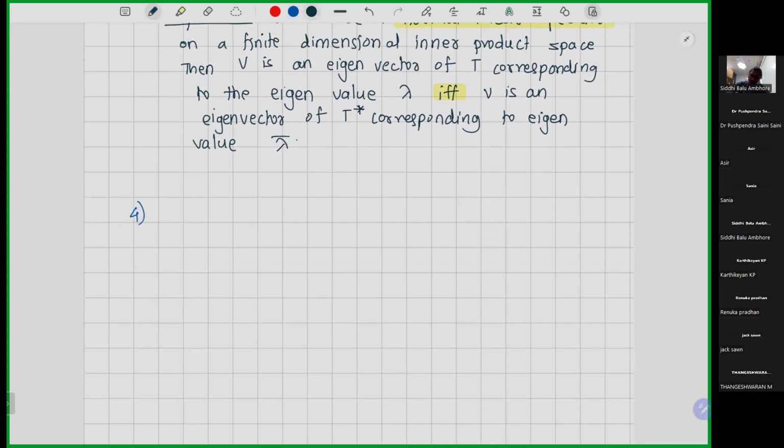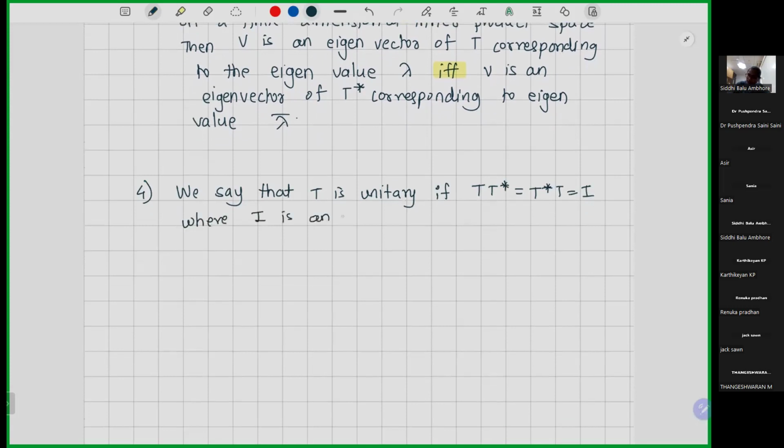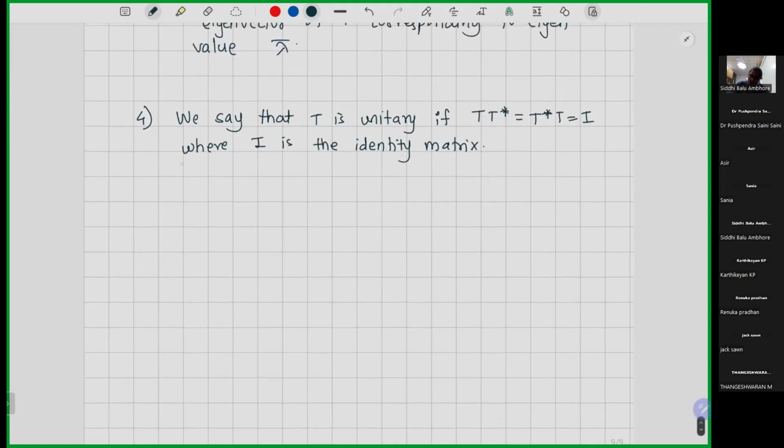Okay, now this one, that we say that T is unitary if T star T is equal to T T star is identity, where I is the identity matrix. Now the question is, if T is a unitary operator, then they are talking about this mod of lambda. Okay. And what is your guess in this case now?